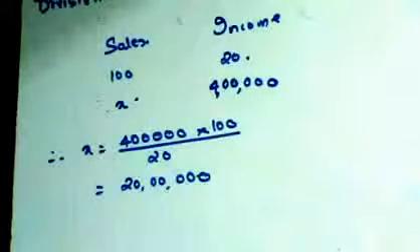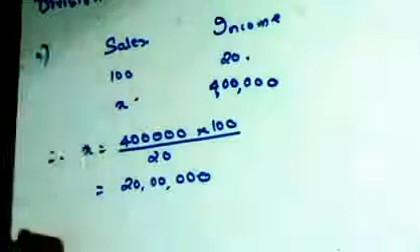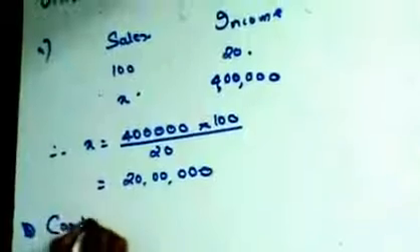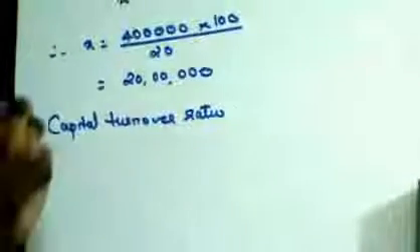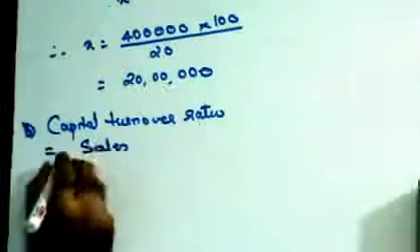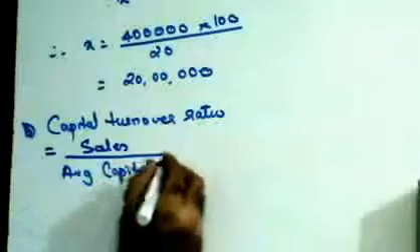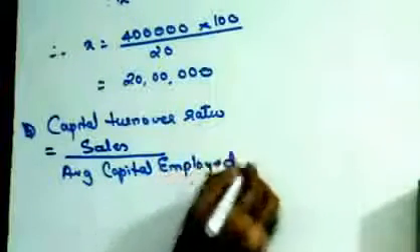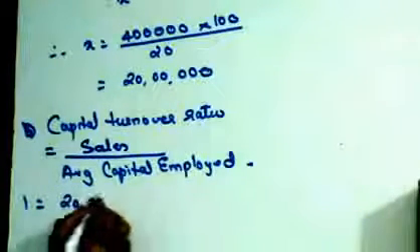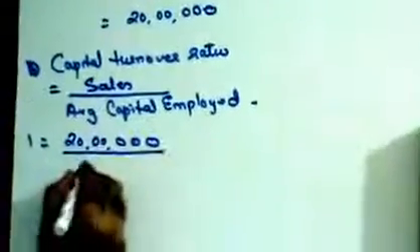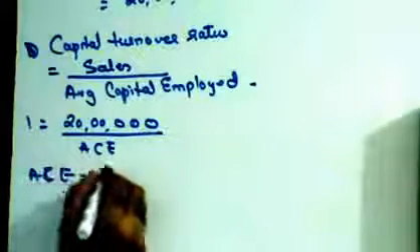Besides that, they have given you capital turnover ratio, right? Now, capital turnover ratio is nothing but sales upon average capital employed. Capital turnover ratio is given to you as 1. You just found out the sales to be 20 lakhs upon average capital employed. In which case you will come to know that your average capital employed is 20 lakhs.